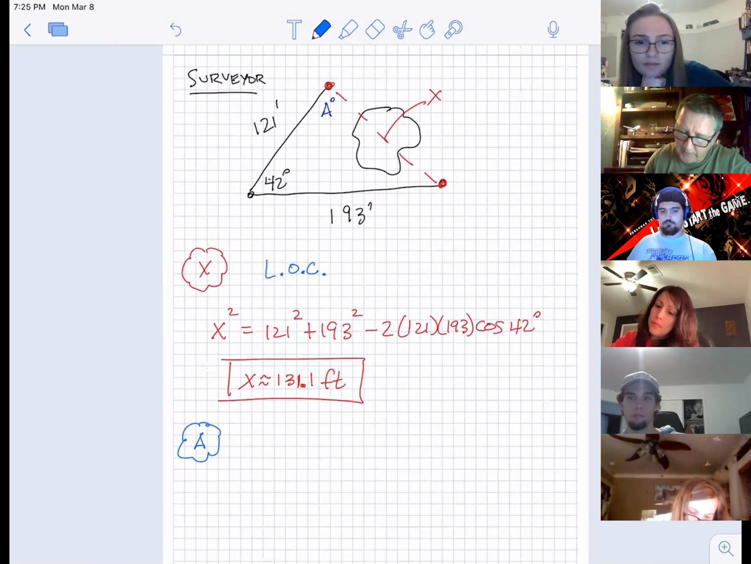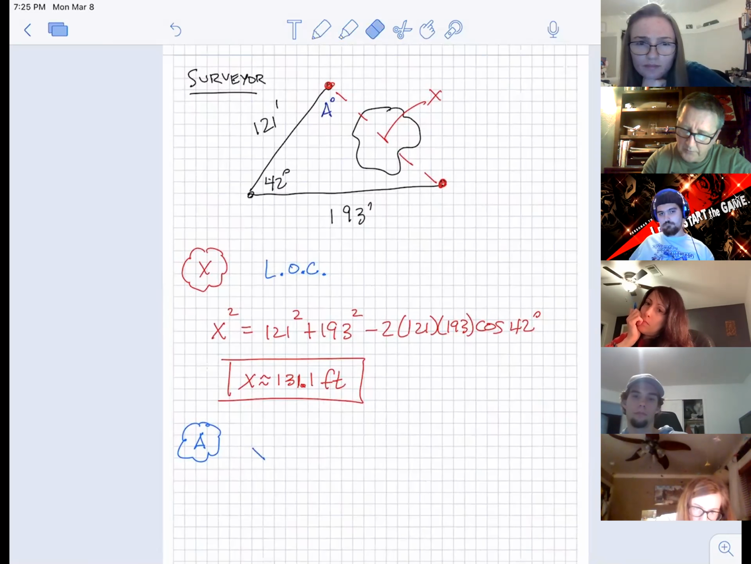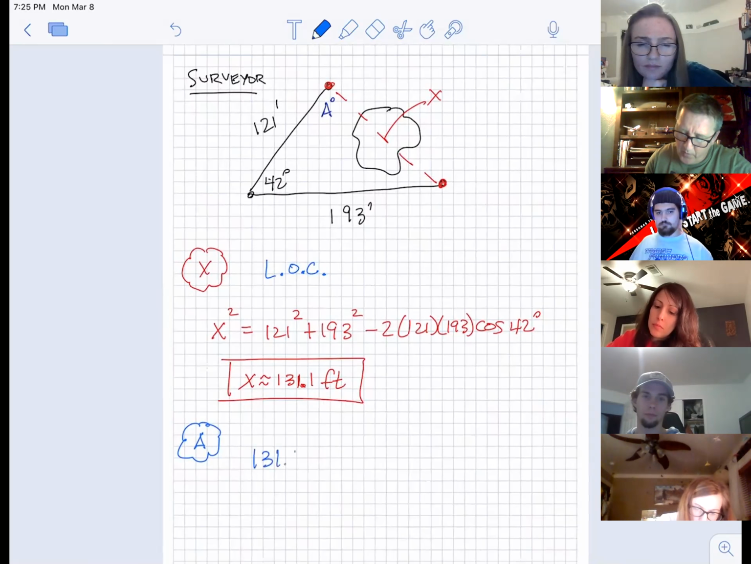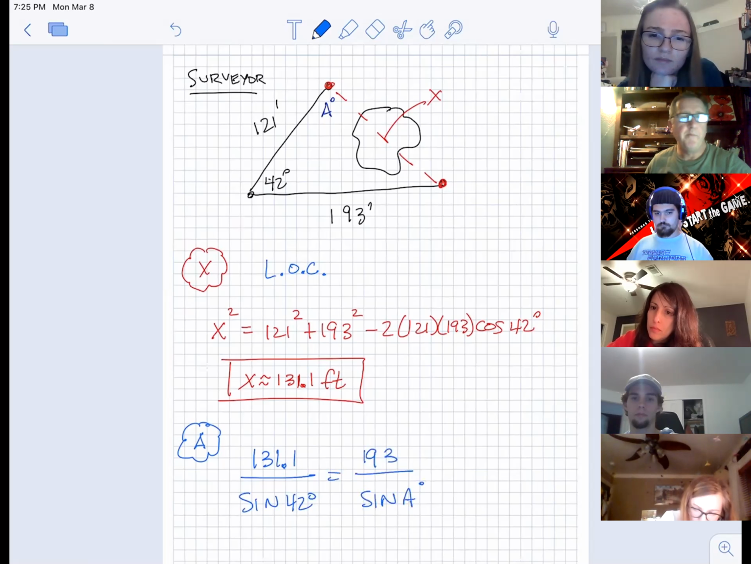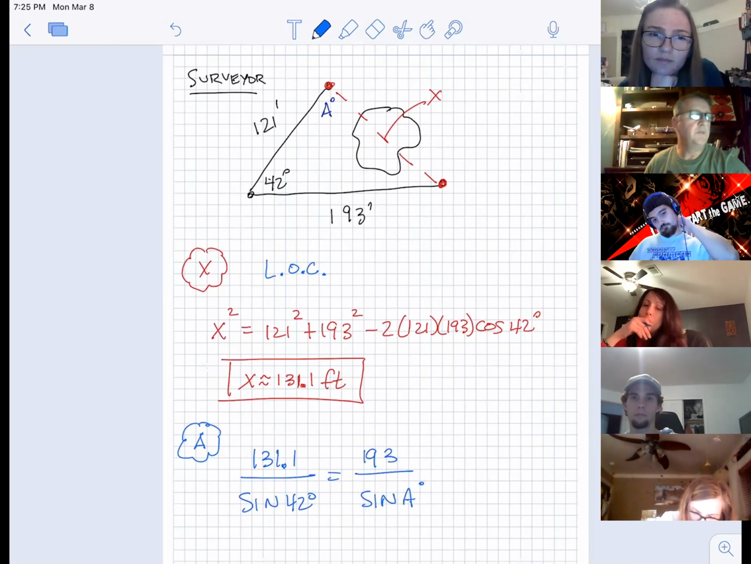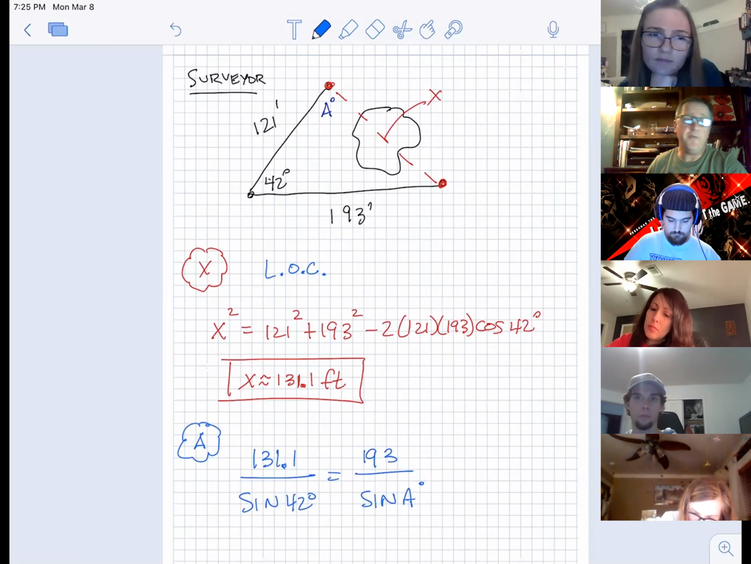So couldn't you say x, and I'll just put it in right now to save some time. You could say 131.1, maybe I should be carrying that out more decimal places, divided by the sine across from it, is equal to 193 divided by the sine of the angle across from it, or upside down. In this case, it might have been better if I wrote it the other way. That's an easier formula, way easier than the law of cosines.